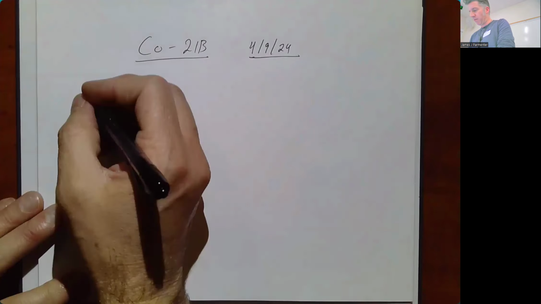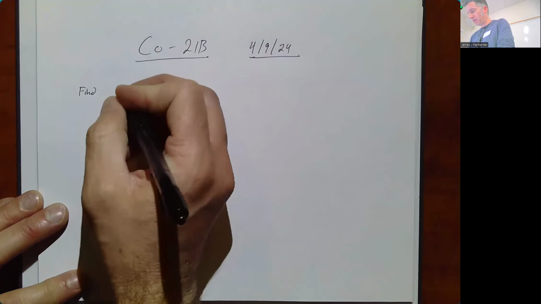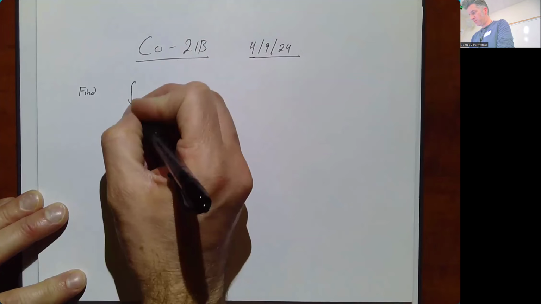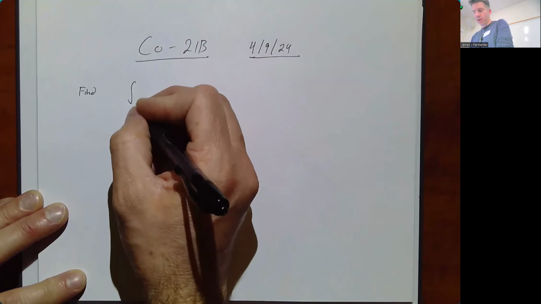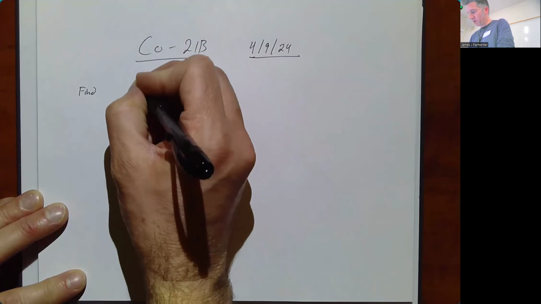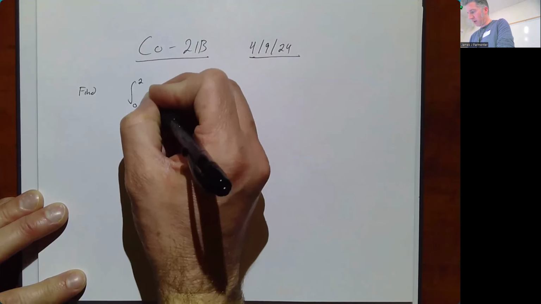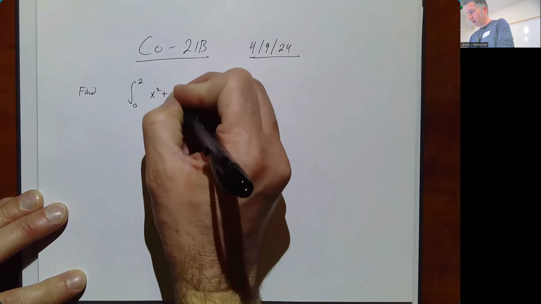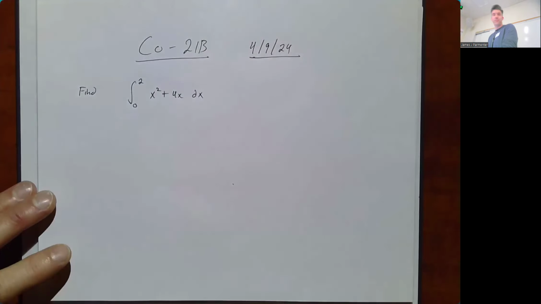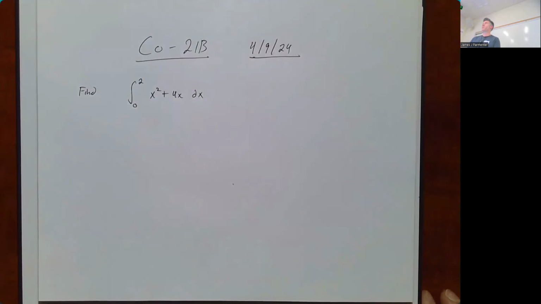So let's say we want to find this integral. We'll make it not terrible here. From 0 to 2 of x squared plus 4x dx. When faced with something like this, we want to rewrite it as a limit of a sum. There's a couple ways to do this, but the easiest way usually is using the right-hand endpoints.